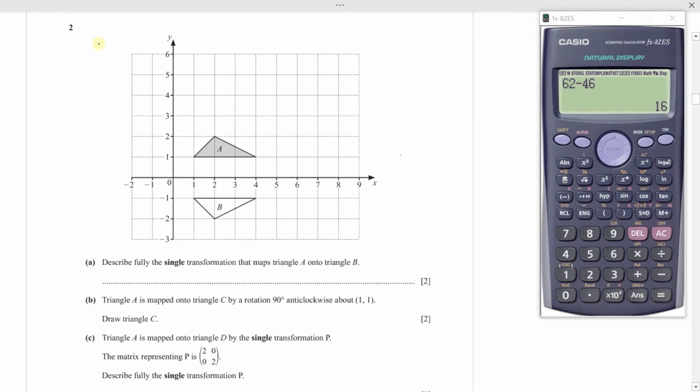So let's move on to question number 2 here. So the first part is describe fully the single transformation that maps triangle A onto triangle B. So if you look at these two triangles, the transformation is not a translation because the orientation of the triangle has changed. Here it's pointing upwards and then here it's pointing downwards. So this is clearly not a translation. This is also not an enlargement because the size remains the same.